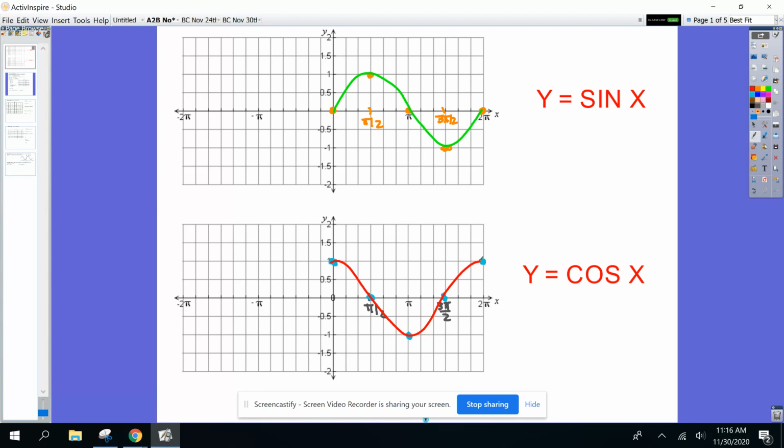All right, any questions about basic sine or cosine? Before I get to the new stuff, I throw a number out in front. Let's say I throw a 5 out in front. How does that affect the graph? Now it goes up to 5 and down to -5. Up to 5 and down to -5.